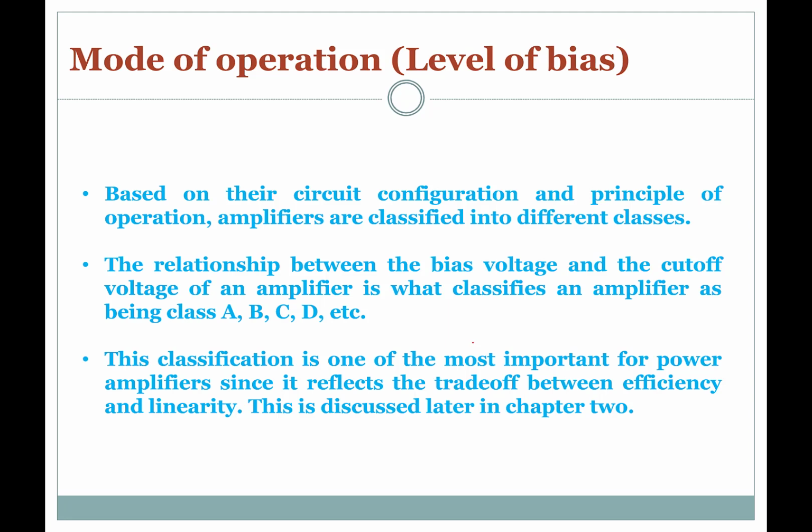This classification is one of the most important for power amplifiers, since it reflects the trade-off between efficiency and linearity. So as we move on, we would look at class A, class B, class C, and then class D, and then class AB amplifiers, and then we would look at the efficiency and linearity of these amplifiers and how a trade-off between them actually assists to give us a better output. This will be looked at in chapter 2.